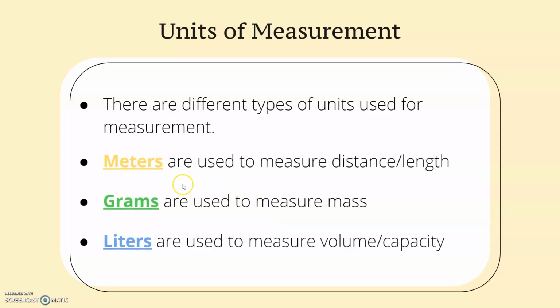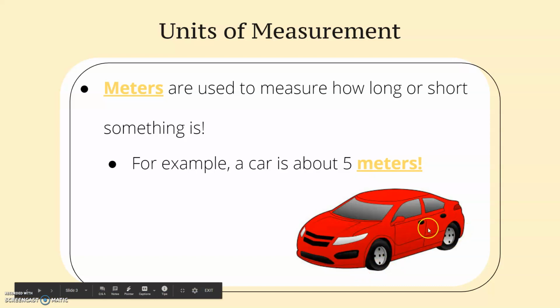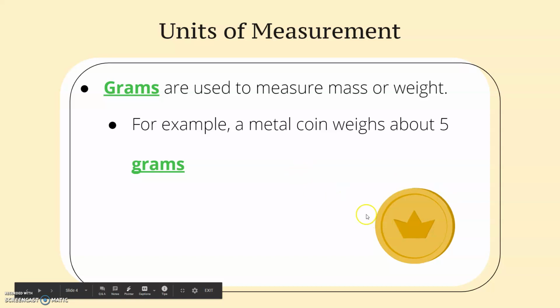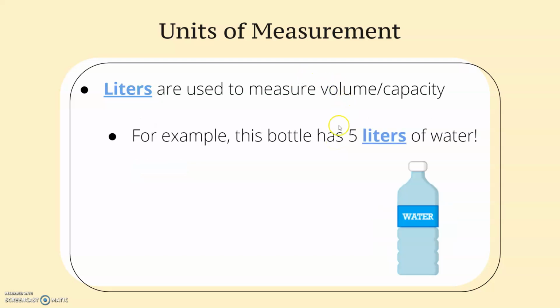For example, meters are used to measure distance and length, grams are used to measure mass, and liters are used to measure volume and capacity. If we want to measure a car, we'll say that it's 5 meters because we're measuring how long it is. This metal coin weighs about 5 grams. We're measuring how heavy it is, or its mass. And for a water bottle, let's say it has 5 liters of water. We're measuring the volume and capacity of it.